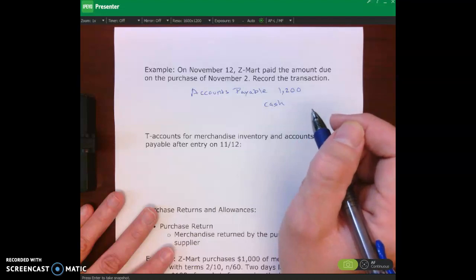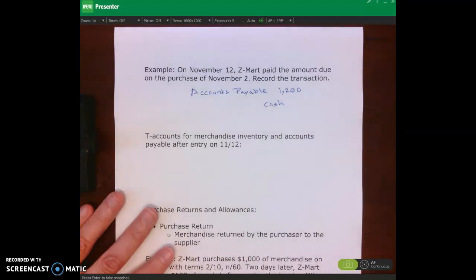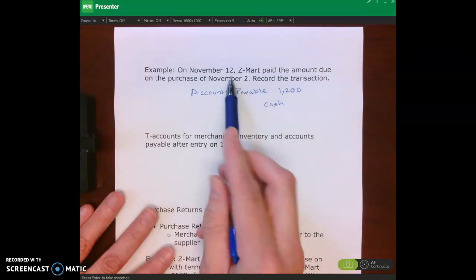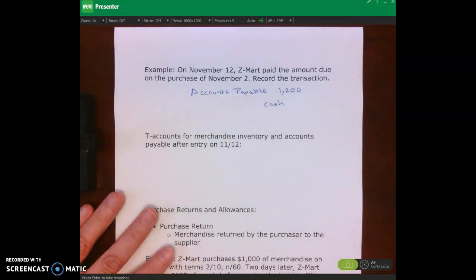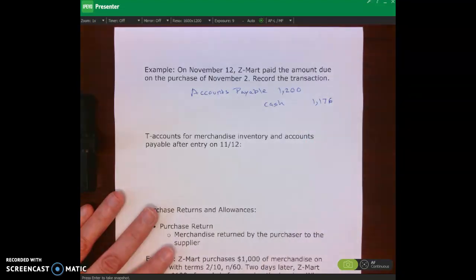How much do I credit cash for? 98% of the $1,200. Why 98%? Because I'm taking a 2% discount. Why am I taking a 2% discount? Because I'm within 10 days and I'm still at the last day of my discount period. So it's 98% of the $1,200, which when you multiply it out, is $1,176.